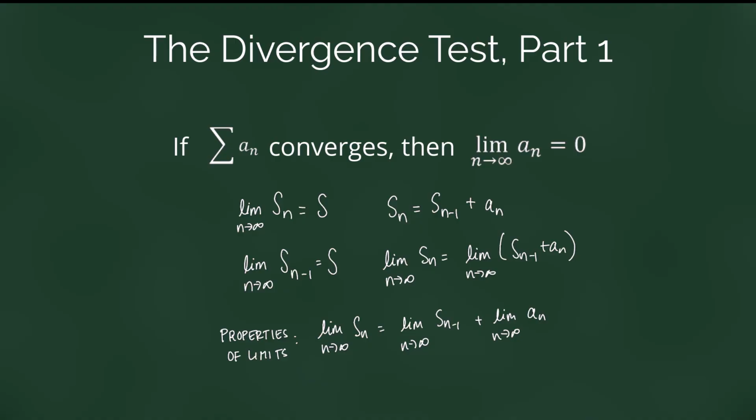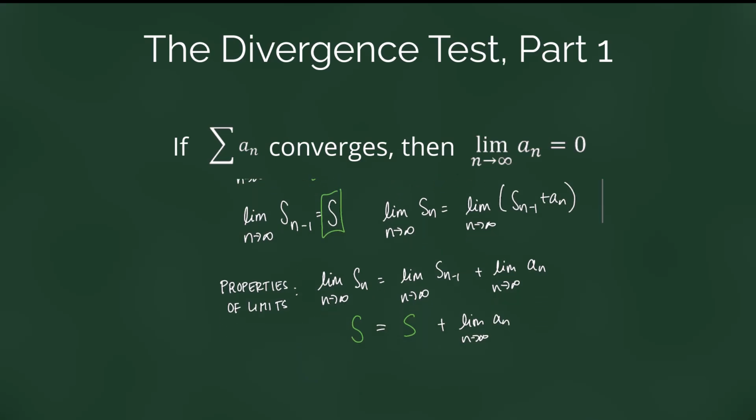We can replace each of the two limits of partial sums with their value s that we established earlier. In other words, we now get that s is equal to s plus the limit as n goes to infinity of a sub n. If we then subtract s from both sides, we see that 0 must be the limit as n goes to infinity of a sub n.